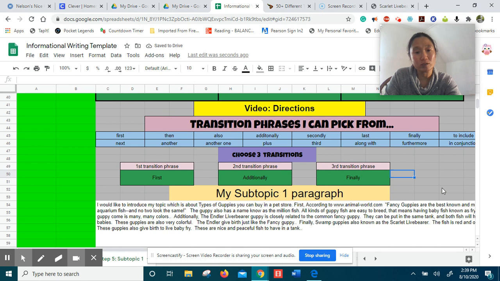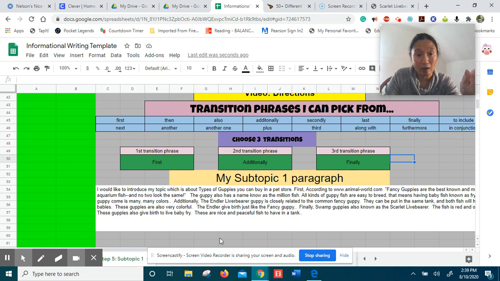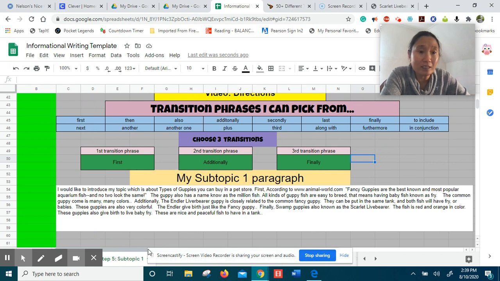Now, as you noticed as you were typing here, things changed in the subtopic 1 paragraph. That's supposed to happen. Okay, so if you read through it, it'll show you that it looks just a little bit different. I'm reading through it and it says, I would like to introduce my topic, which is about types of guppies you can buy at a pet store. First, according to animalworld.com, fancy guppies are the best known, most popular aquarium fish, and no two look the same. The guppy also has a name known as the millionfish. All kinds of guppy fish are easy to breed. That means having baby fish known as fry. The common guppy comes in many, many colors.